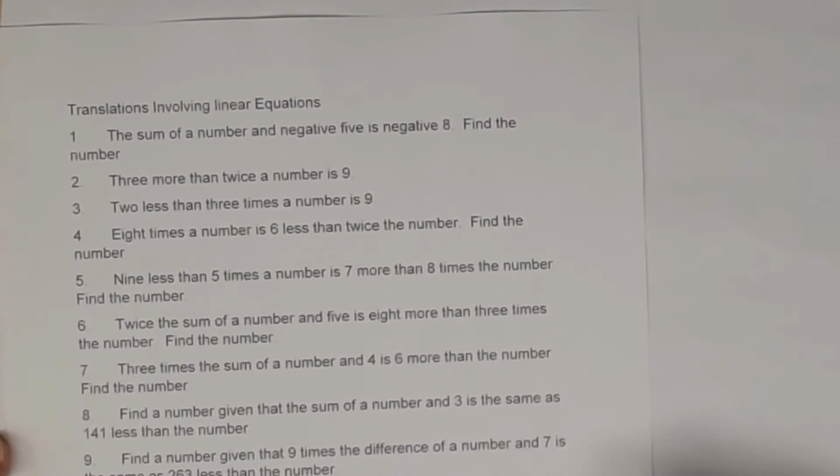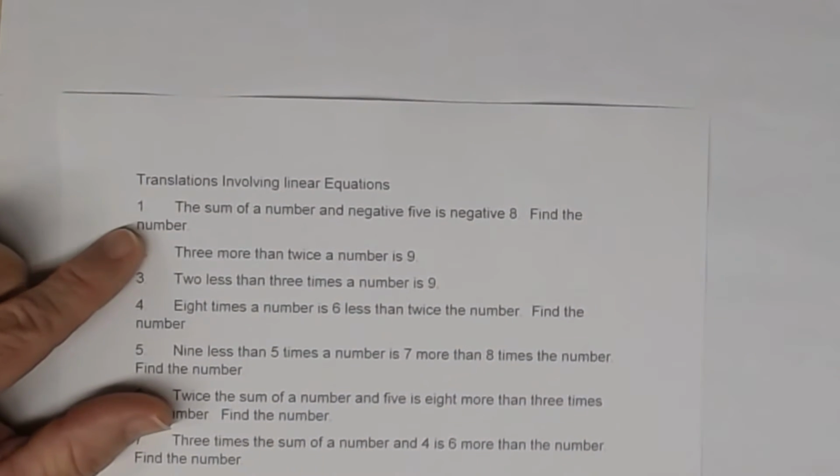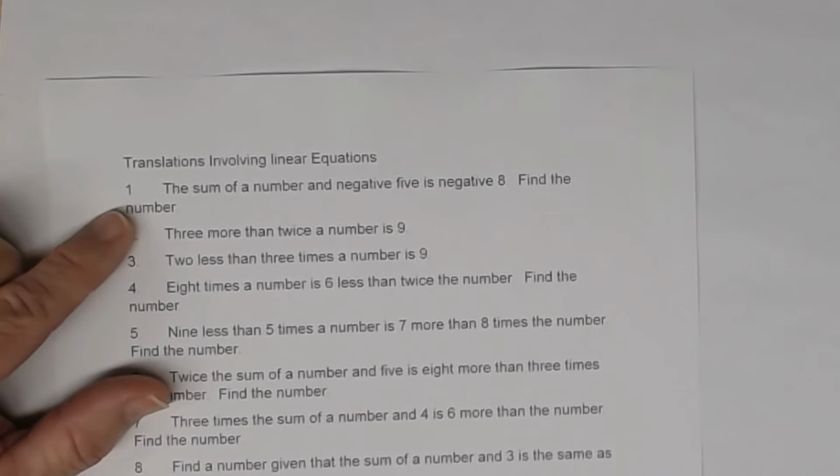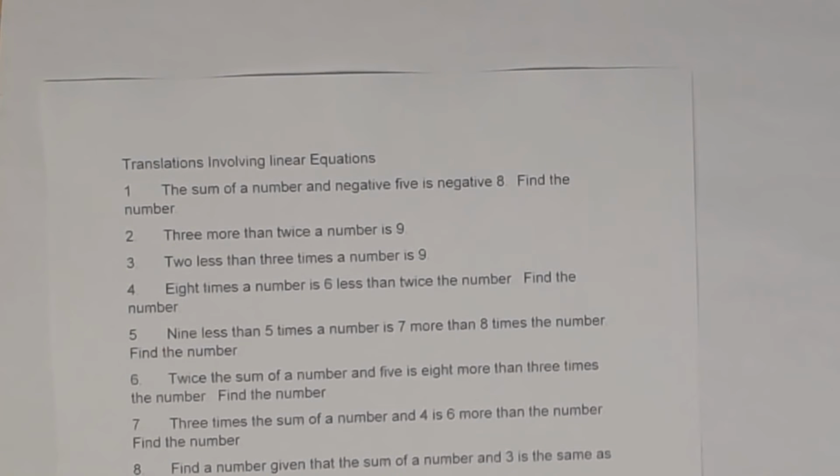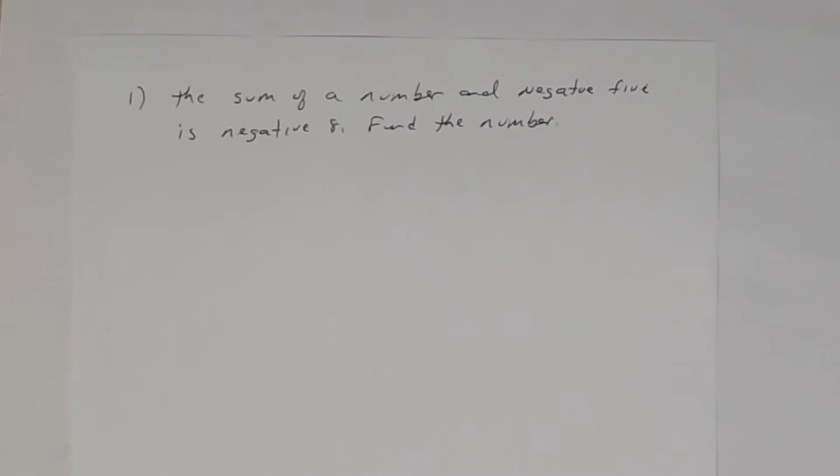Okay, let's look at the first one. The first one says the sum of a number and negative 5 is negative 8, and you want to find that number. So here's number 1: the sum of a number and negative 5 is negative 8.